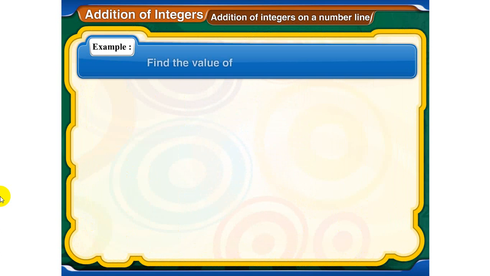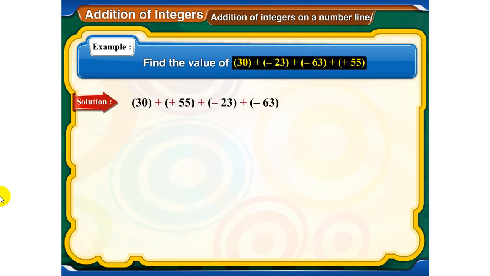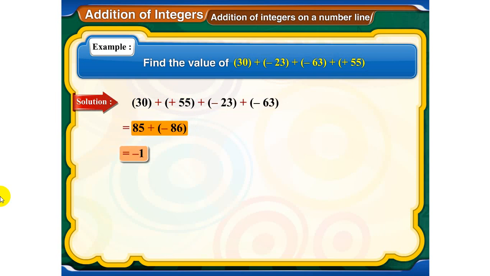Example: find the value of 30 plus minus 23 plus minus 63 plus 55. Solution: 30 plus 55 plus minus 23 plus minus 63 is equal to 85 plus minus 86, that is equal to minus 1.